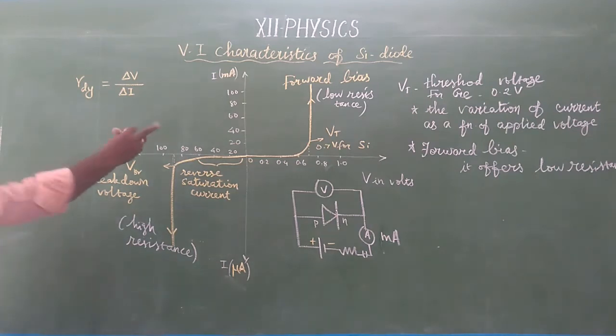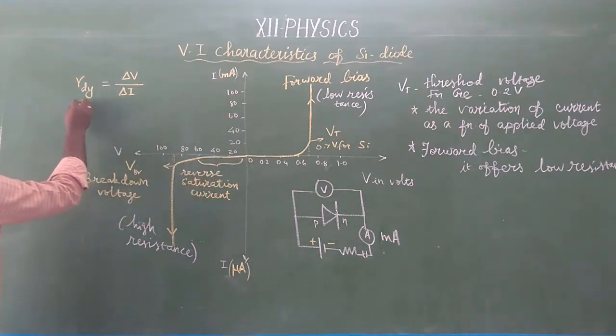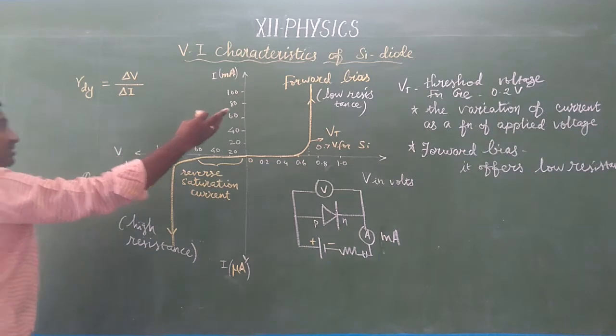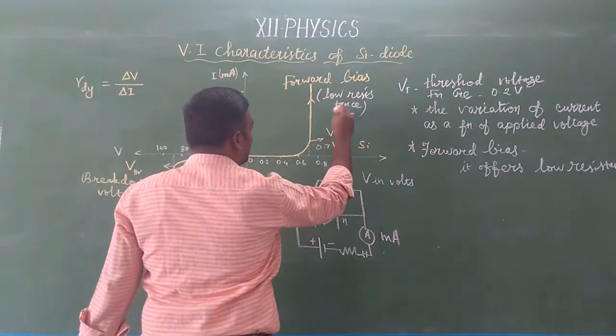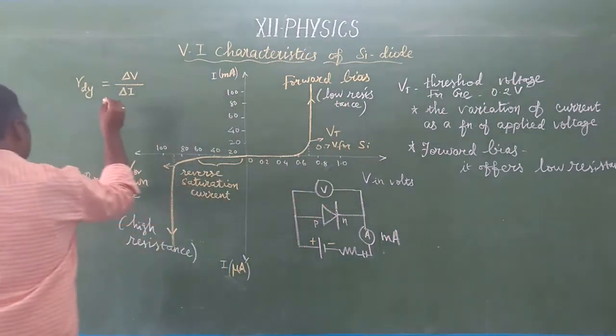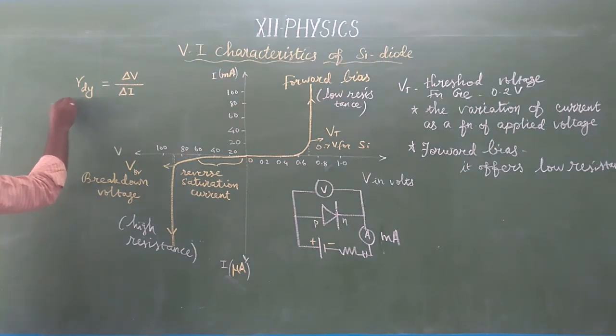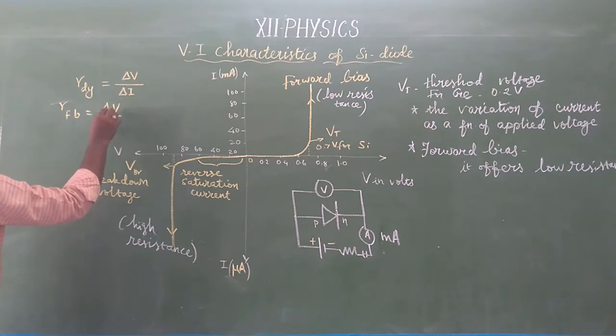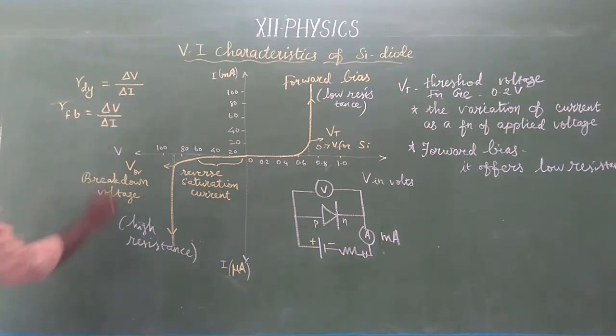Also, the forward resistance we can find. The forward resistance is also very low; already I told you it offers very low resistance. The resistance in forward bias is also equal to the ratio of a small change in the applied voltage to the change in the current. So this is the dynamic resistance as well as the forward bias resistance.